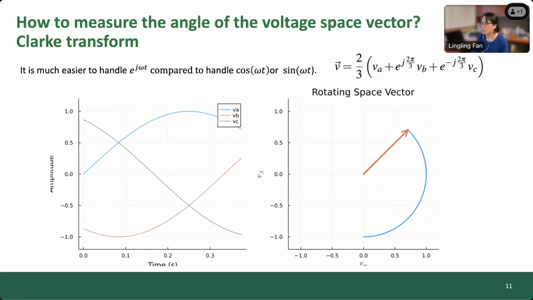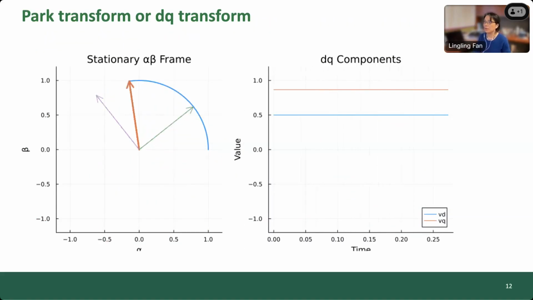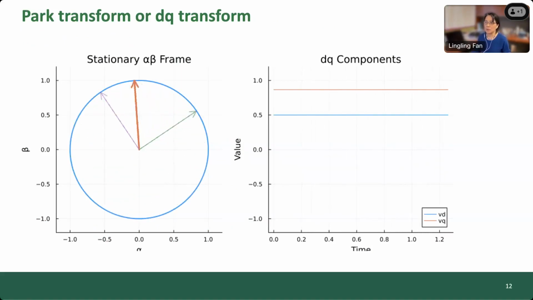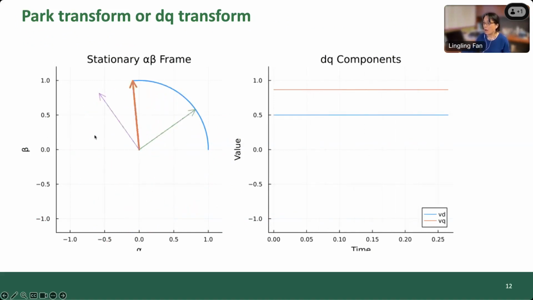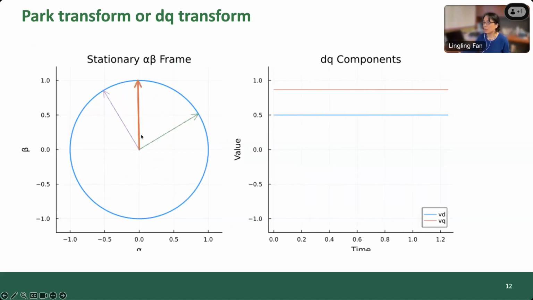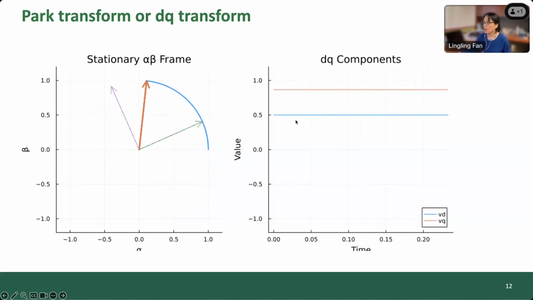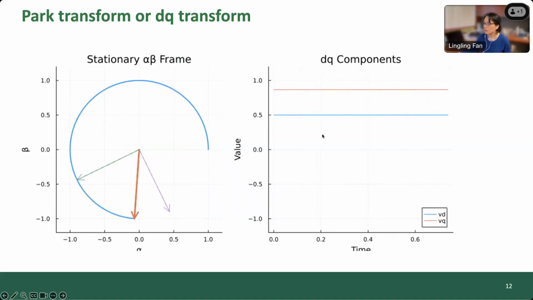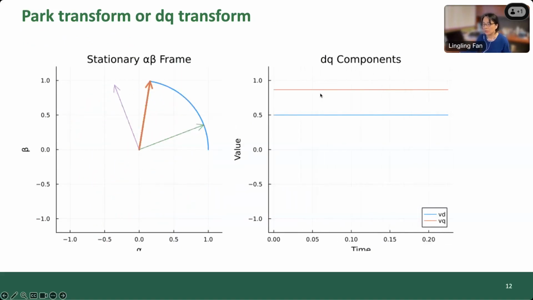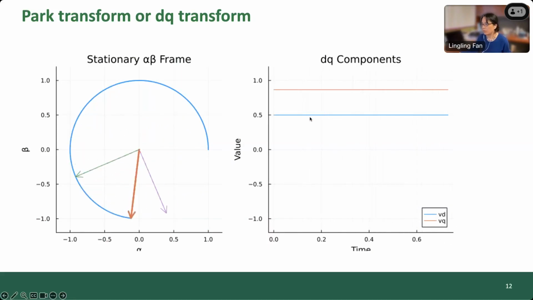Park transformation. First, we are going to set up the DQ frame. Of course, ABC to DQ is called Park. But let's just look at it. Suppose I set up a DQ frame, D is the green, Q is the purple, and the rotating speed is the same as the voltage vector. So now I get two components, which are constant values. And we love constant variables because we can use a PI controller to handle that.